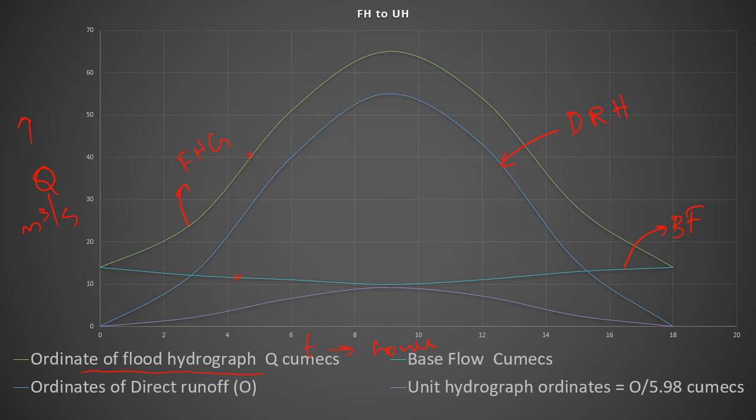So this is the direct runoff hydrograph, and unit hydrograph ordinates are obtained by dividing the ordinates of the direct runoff hydrograph by 5.98, and this is the unit hydrograph. As we can see, it starts from 0 and it is below the direct runoff hydrograph as the ordinates get smaller since we are dividing each ordinate by a value of 5.98.